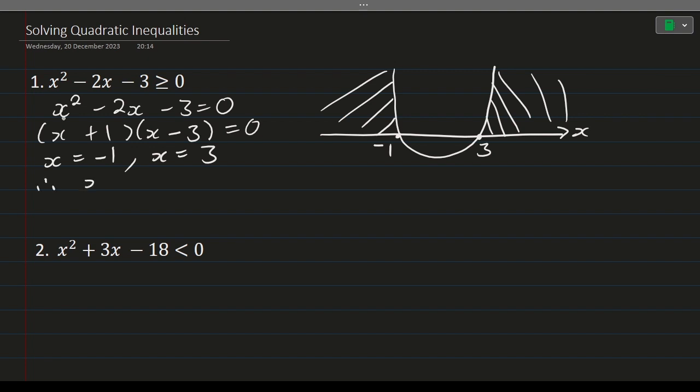x is less than or equal to, remember to put the or equal to sign because they use that as well in the question. So that's x is less than or equal to negative 1 and x is greater than or equal to 3. Let's move on to number 2.